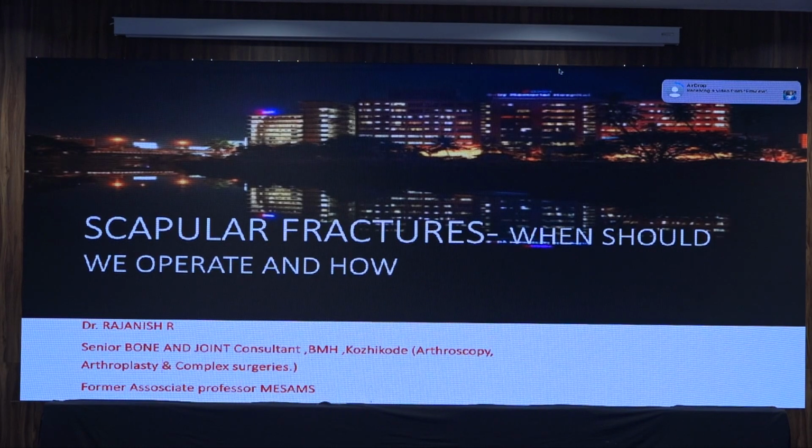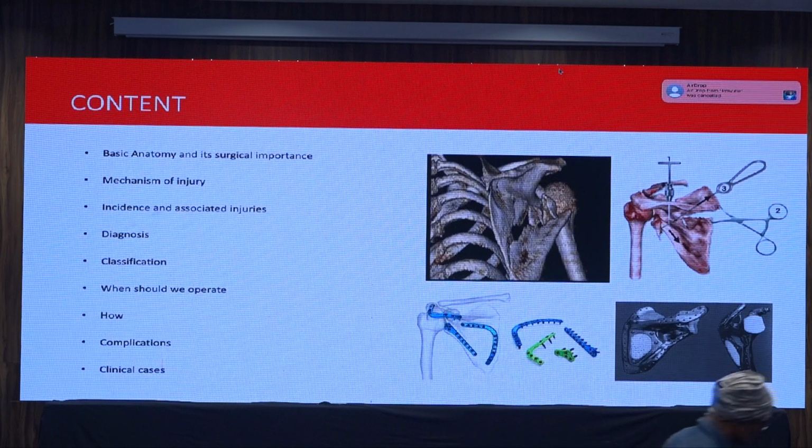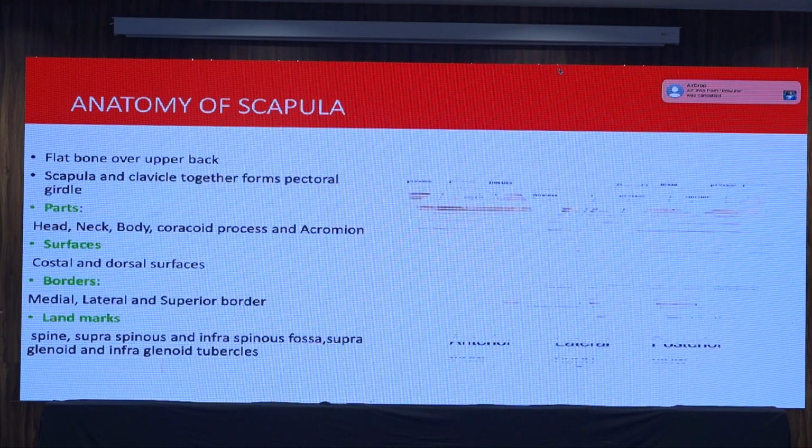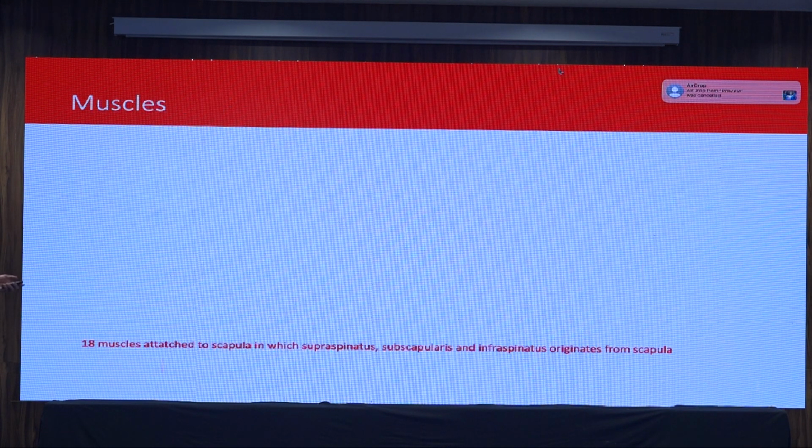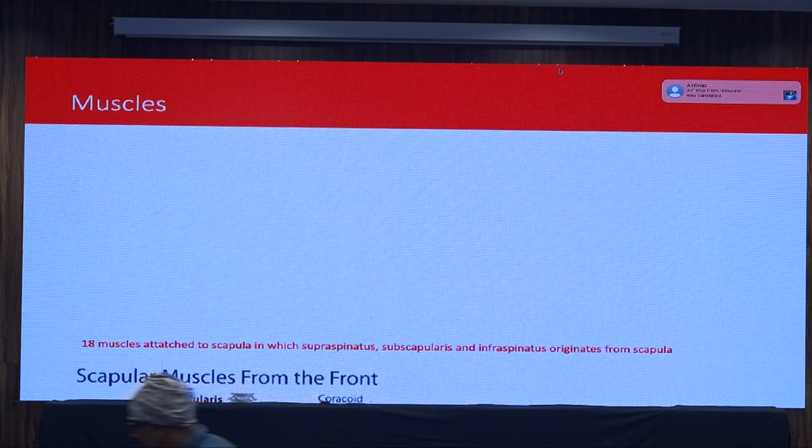Coming to scapular fracture, when and how to be done, I will be going through these headings. I will try to make it fast. Anatomy: everyone knows that the parts are the acromion, the coracoid, the glenoid, the neck and the scapular body. There are 18 muscles attached to it, of which supraspinatus, subscapularis and infraspinatus originate directly from the scapula.